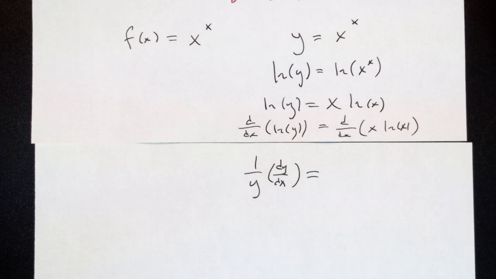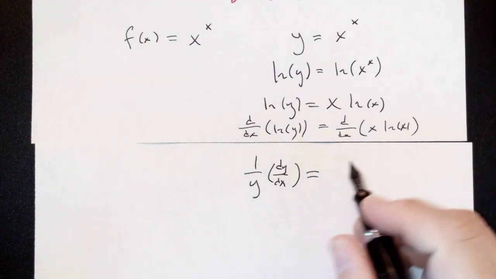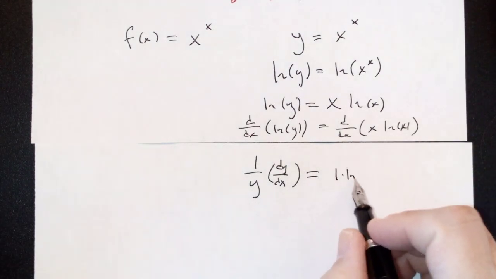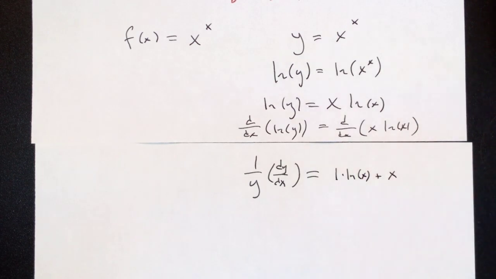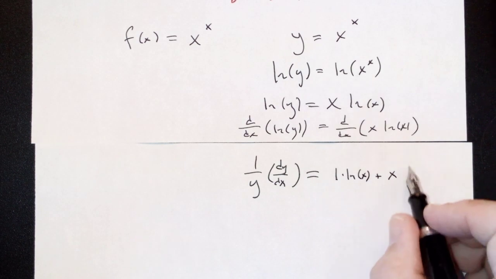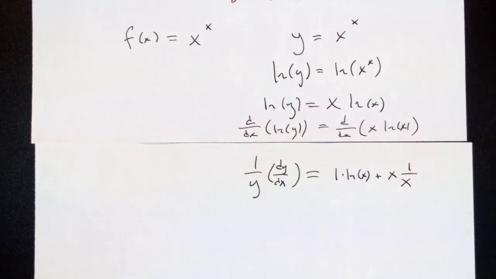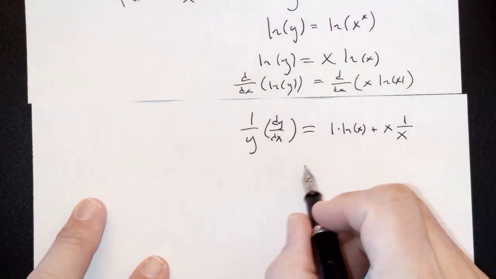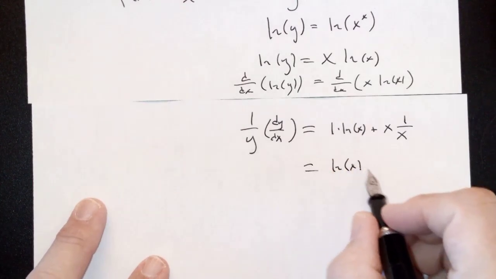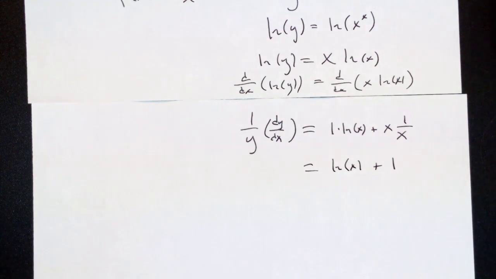Product rule. Derivative of x is 1 times ln of x, plus x times the derivative of ln of x. Hey, that's a 1 over x there on the end. You'll notice that's why I have parentheses around the ln of x part, so that I know that that plus 1 is outside.